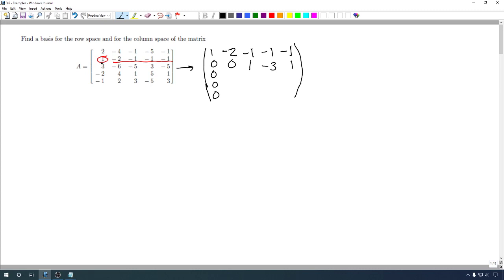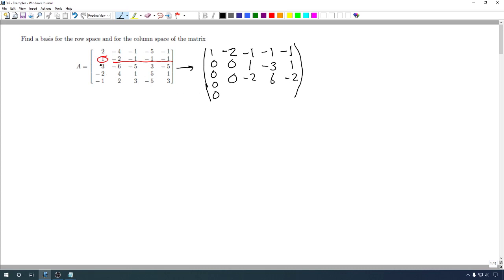So this 3, we're going to take 3 minus 3 times 1. That gives 0. Negative 6 minus 3 times 2, negative 2, is also 0. And then, again, we're going to be subtracting 3 times negative 1, so that means we're going to be adding 3 to everything in the rest of the row. So negative 5 plus 3 gives us a negative 2. 3 plus 3 gives us a 6. Negative 5 plus 3 is again a negative 2.